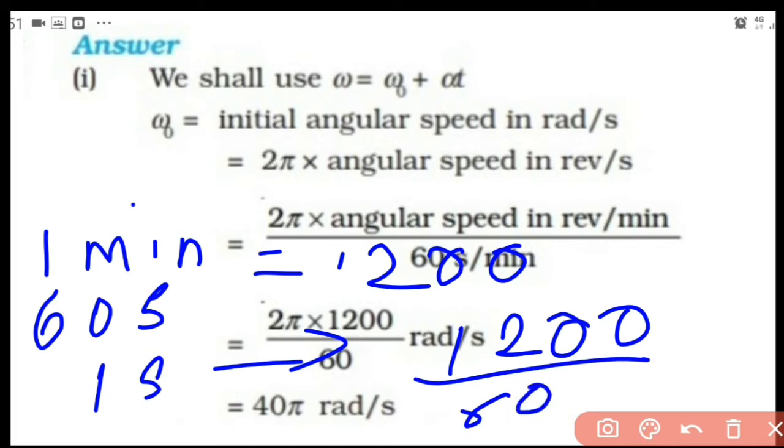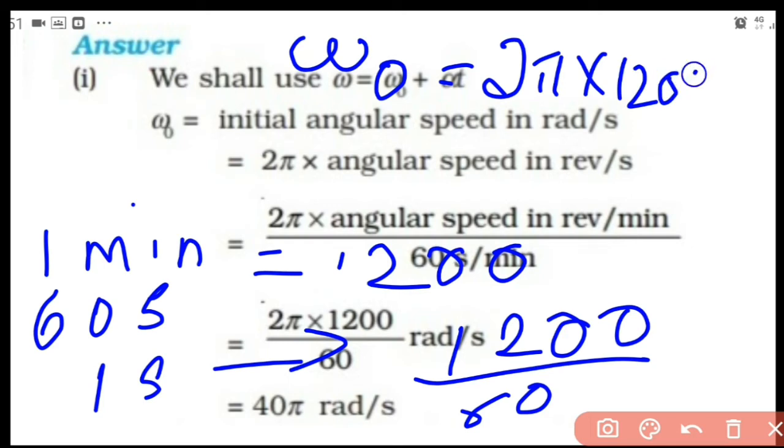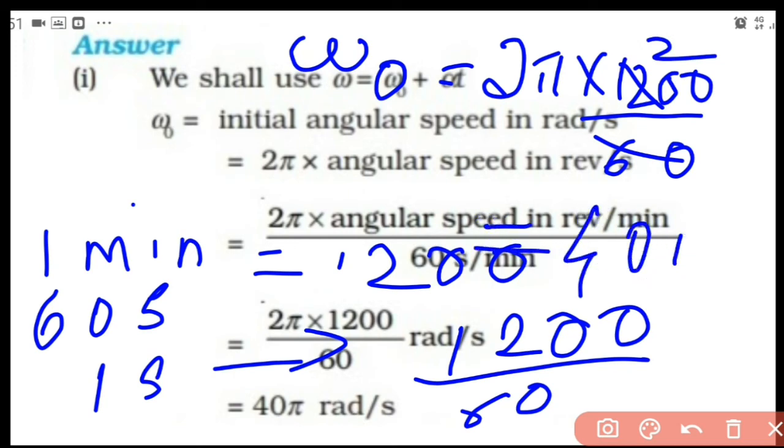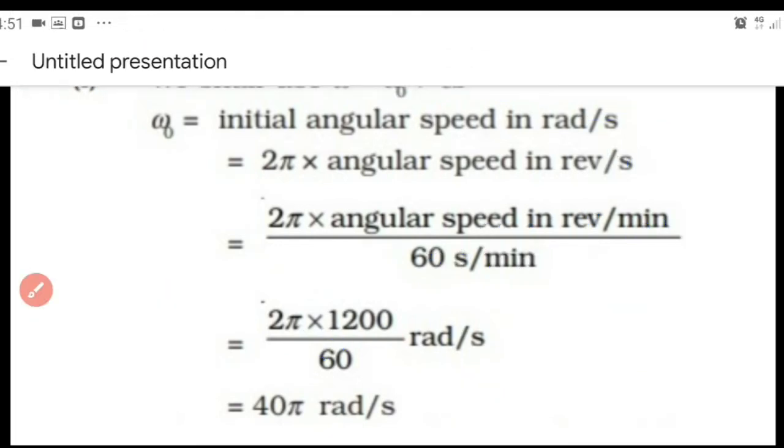So if you get the frequency, how will you get the angular frequency? By multiplying it with 2 pi. We know omega equal to 2 pi into nu, where nu is the frequency. So omega 0, the initial angular velocity, is 2 pi into 1200 by 60. So 60 we know 2, so we'll have here 40 pi radians per second. So that is omega 0, 40 pi radian per second.